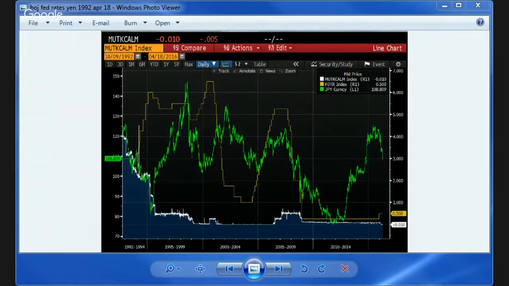Now, I'm not being completely critical. I have an article right here from the Journal on April 13th. And it's pointed, and the subheadline is: negative interest rates appear to have backfired on Japan.